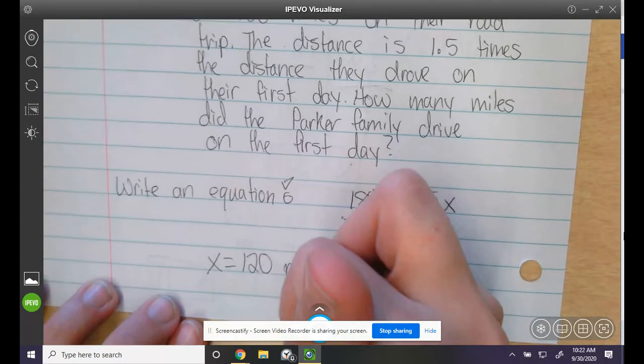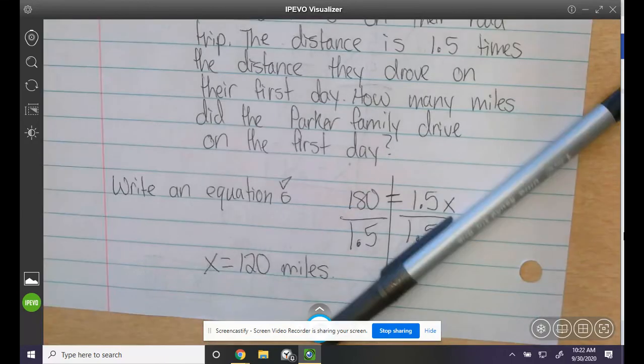120 miles. You have some workarounds in here. All right, so that is lesson 2.1.